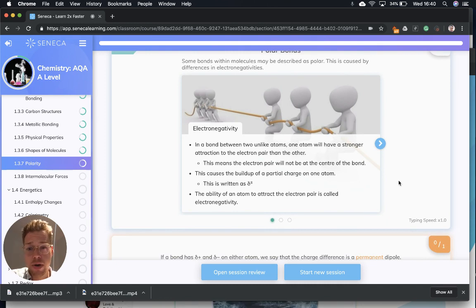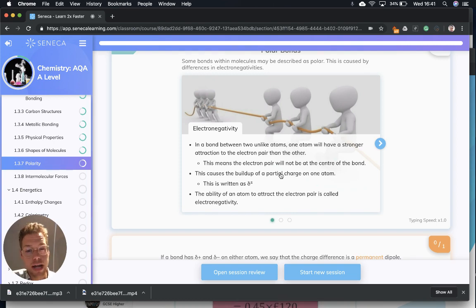That delta, it's lowercase, it looks a bit like a sperm cell, but like an accessible one. And you put a plus or a minus next to the delta sign, and that tells us whether we have a positive or negative partial charge.